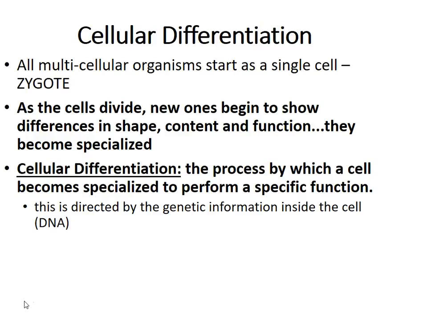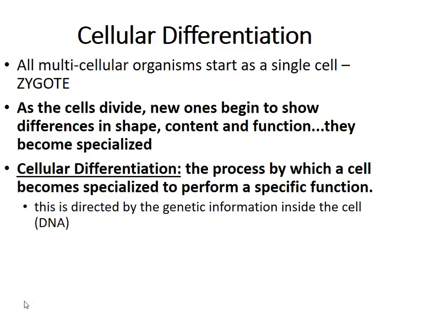So all multicellular organisms do start out as a single cell. We call that cell a zygote. And as this cell starts to develop, it's going to divide, and it's going to reach a point where new cells are going to begin to show differences. They're going to show differences in their shape, in the organelles that they contain, and in their function. They're becoming those specialized cells that every multicellular organism needs.